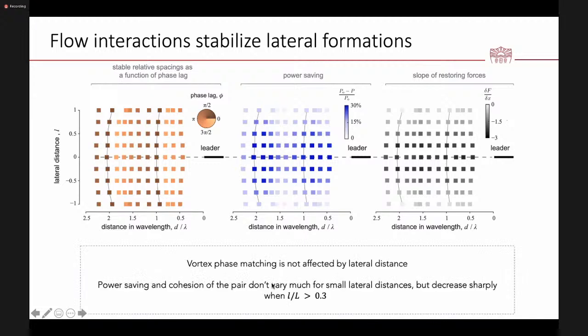So basically what we learned from here is that this vortex phase matching idea is not affected by the lateral offset from the leader. It's driven by the same mechanism, whether you're in line or at a lateral offset, and that power saving and cohesion does not vary much for small lateral distances, but they do decrease when you move further out away from the leader.